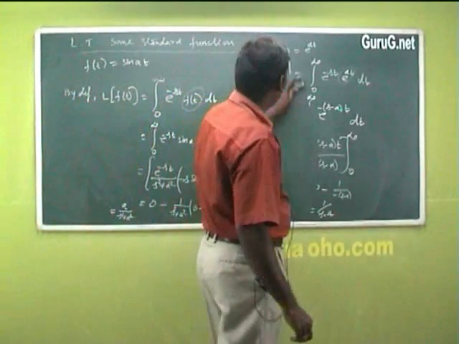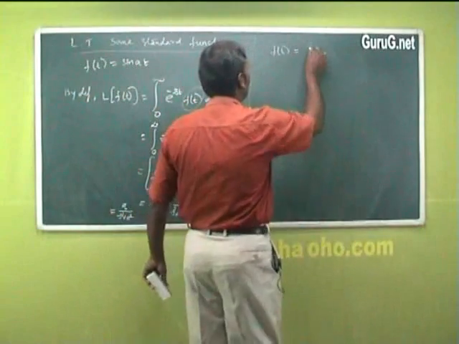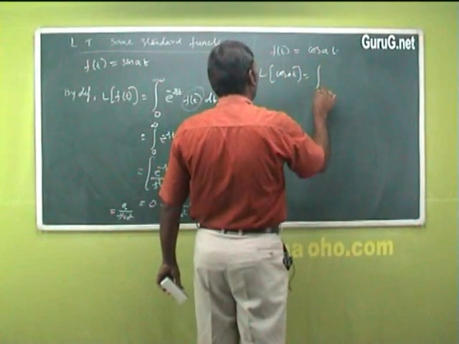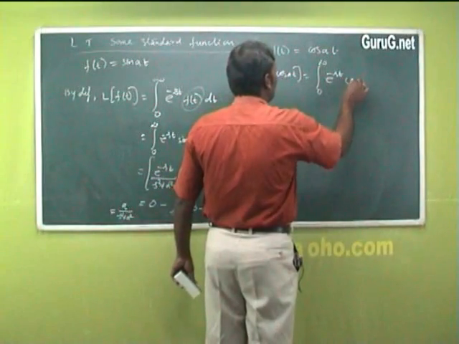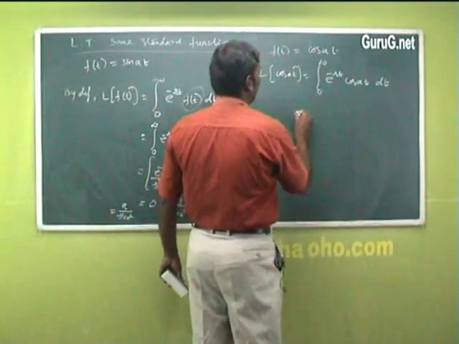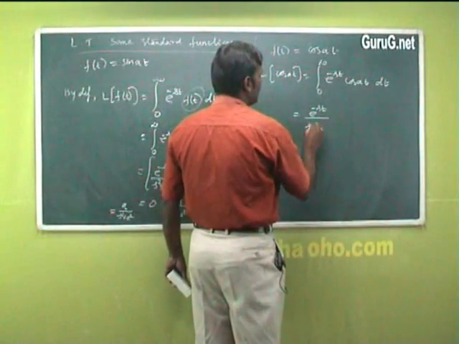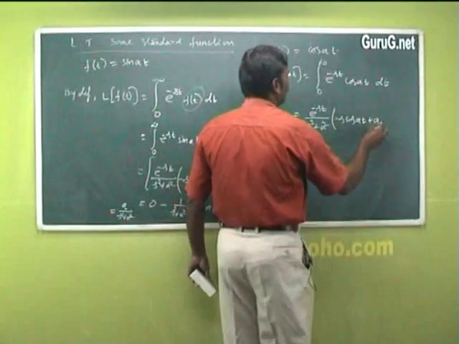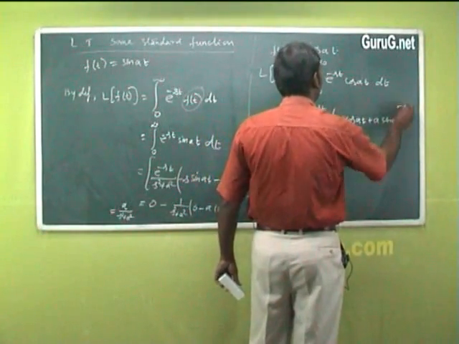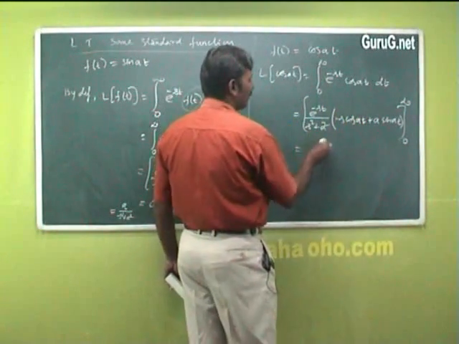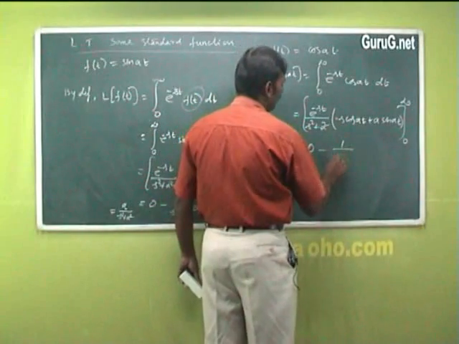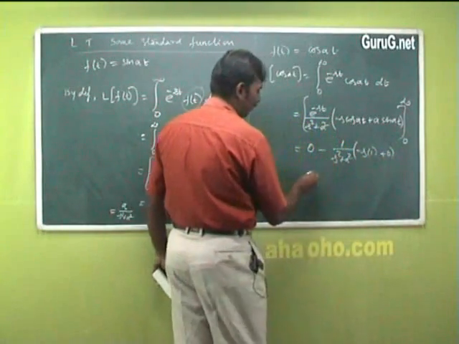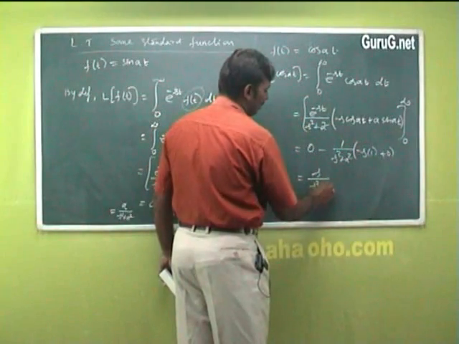Then f of t equals cos at. So L of cos at equals integral 0 to infinity e power minus st cos at dt. What is the formula here? e power minus st by s squared plus a squared, so minus s cos at plus a sin at, 0 to infinity. We are substituting upper limit 0 minus lower limit 1 by s squared plus a squared into minus s into cos 0, 1. This is 0. What will be the answer? s by s squared plus a squared.